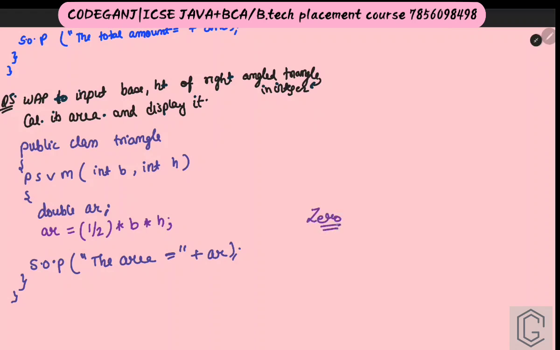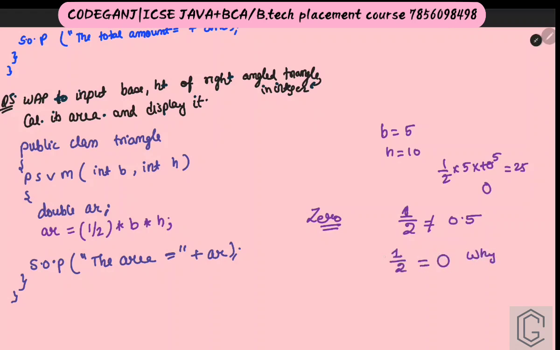And the moment you wrote this, your answer will always come as 0. Suppose the value of B is 5, the value of H is 10. Ideally, your answer should come as 25, right? But it will come as 0. Why? Because in basic class I have told you 1 by 2 is not equal to 0.5. 1 by 2 is equal to 0.